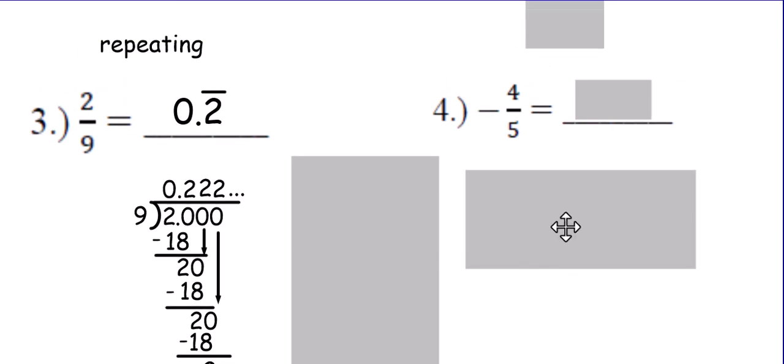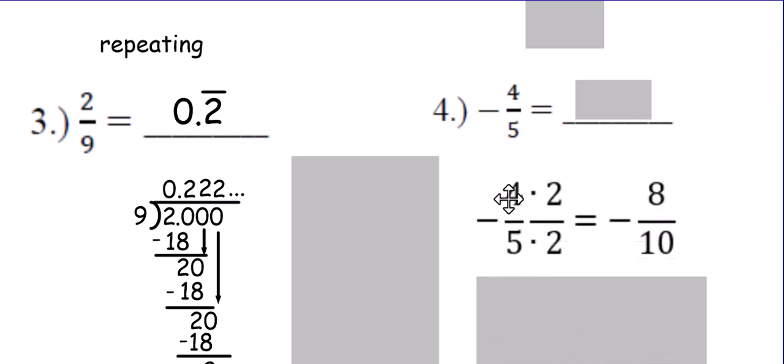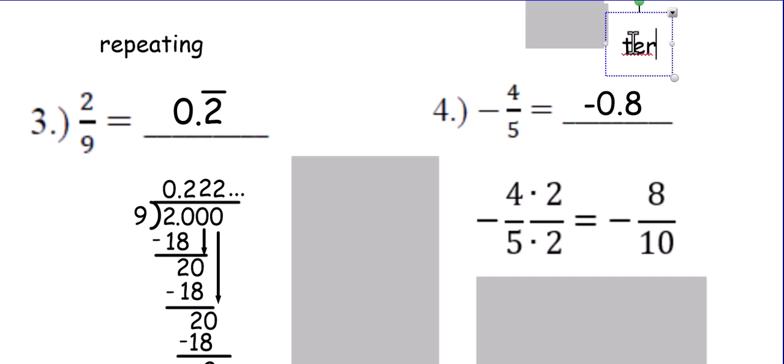For number 4, this is one that's on your little cheat sheet that you have, -4/5, but you can also rewrite -4/5 with a denominator of 10. -4/5, if we multiply top and bottom by 2, is -8/10. So as a decimal, that will be -0.8. If you put -0.80, that's fine too. This one, unlike the last one, is a terminating decimal since it ends at some point.